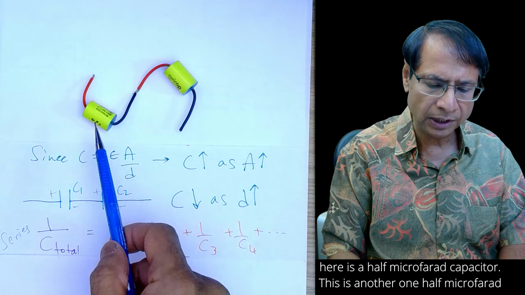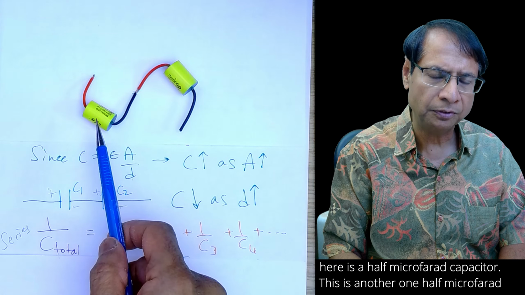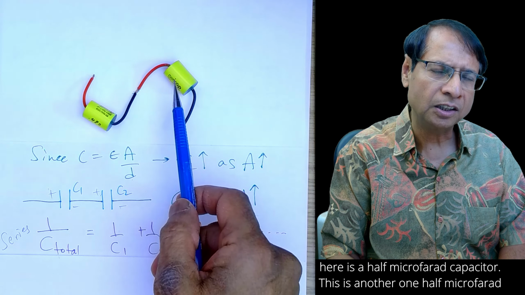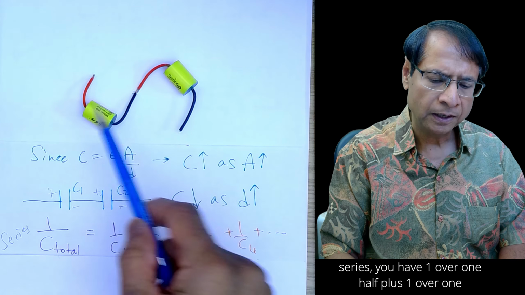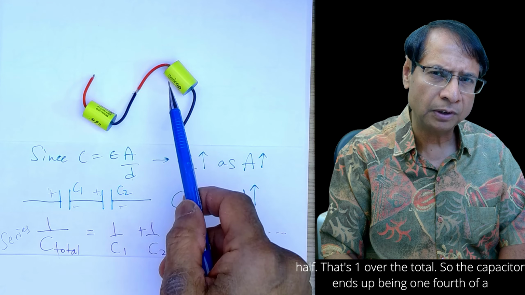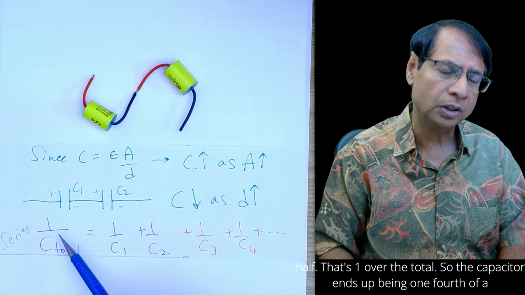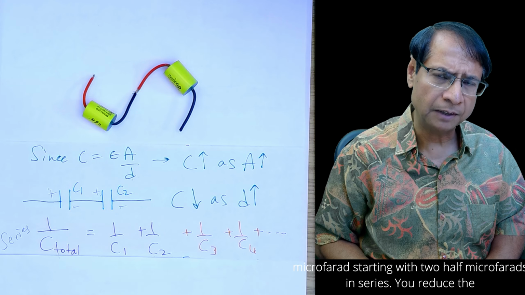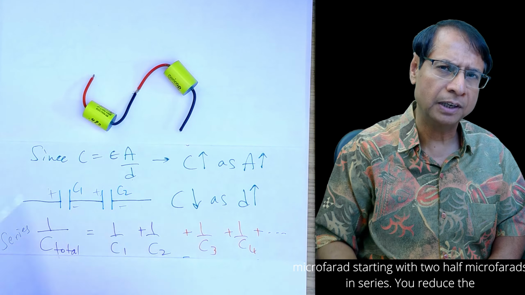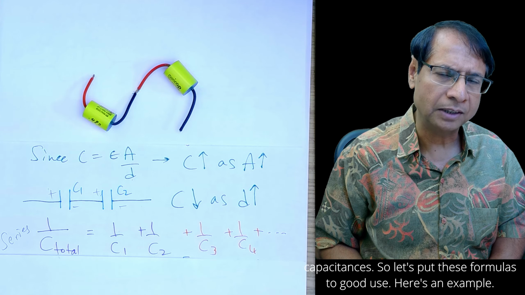So this one over here is a half microfarad capacitor. This is another half microfarad capacitor. When you connect them in series, you have 1 over 1/2 plus 1 over 1/2. That's 1 over the total. So the capacitance ends up being 1/4 of a microfarad. Starting with two half microfarads in series, you reduce the capacitance.